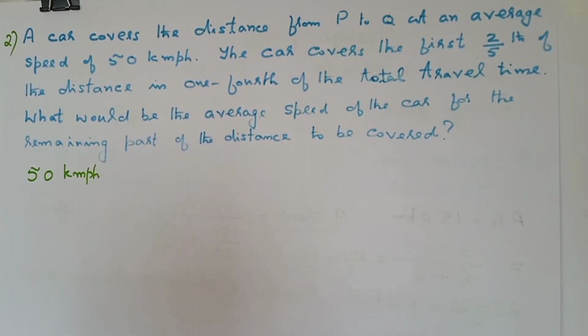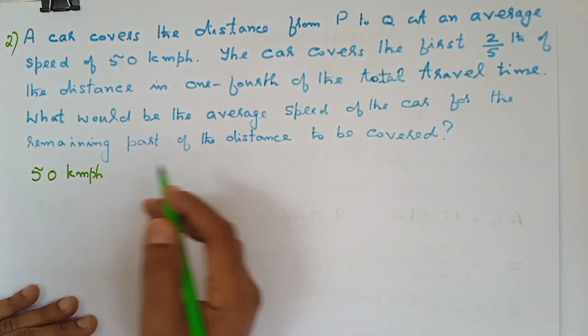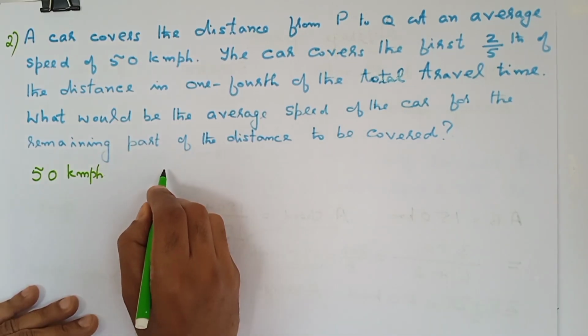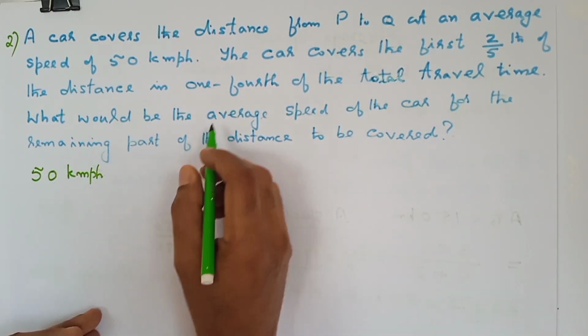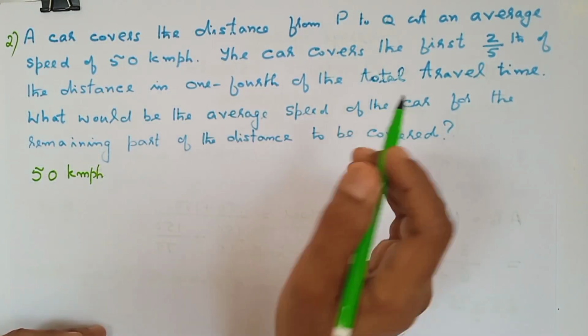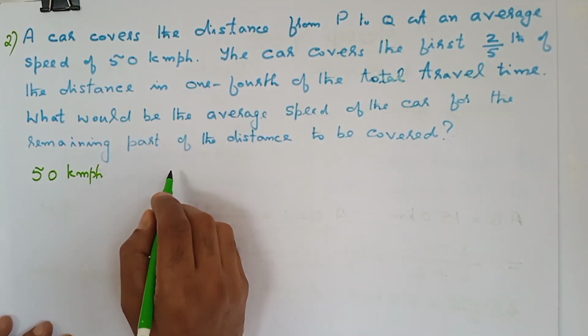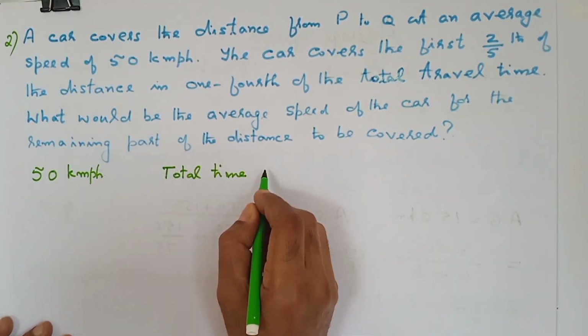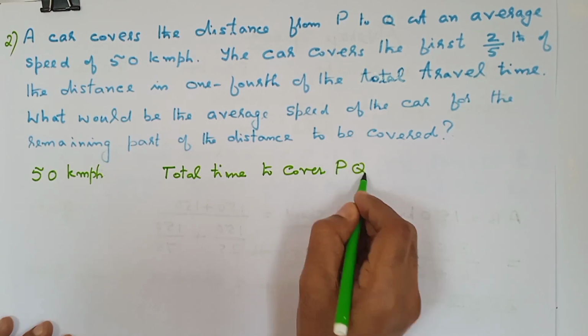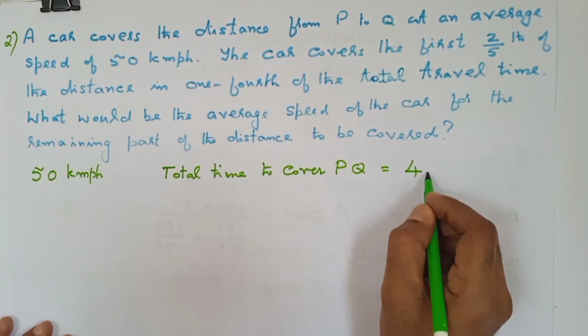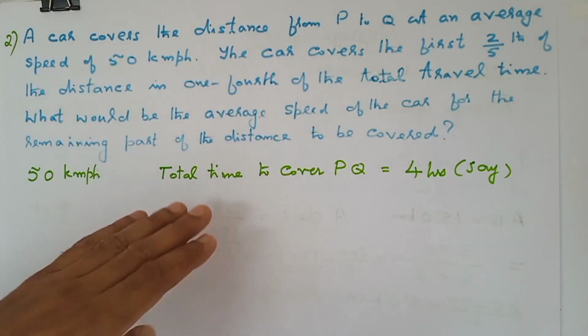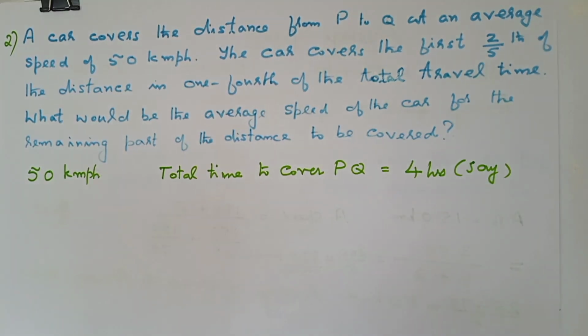So it doesn't matter how you begin, the total time taken for the entire journey. So let it be a convenient number, since you're taking 1/4 of the total time. So let's assume 4 hours is the total time to cover PQ. So we know the speed, and total time is assumed to be 4 hours.